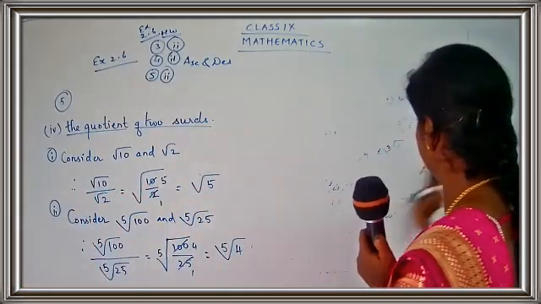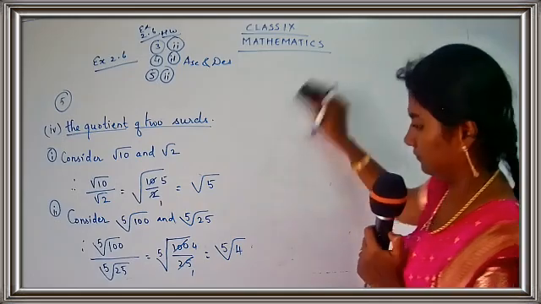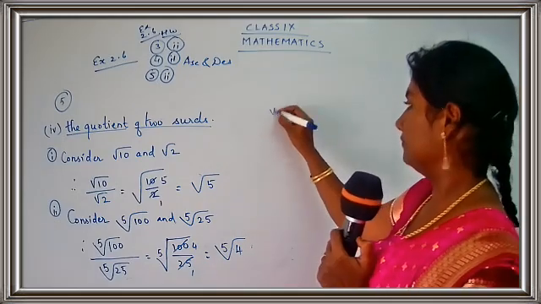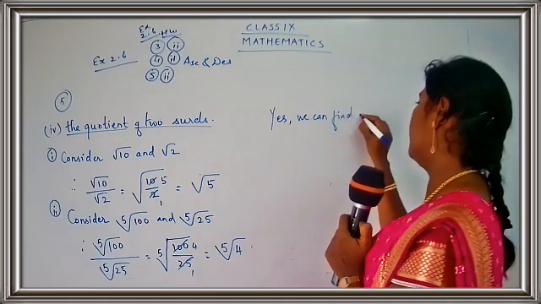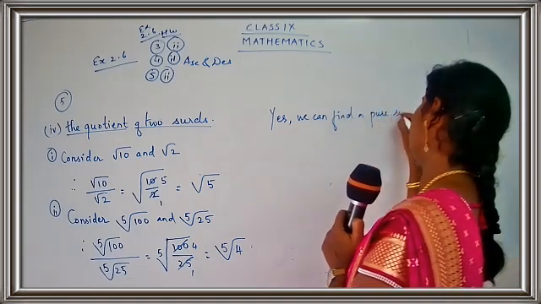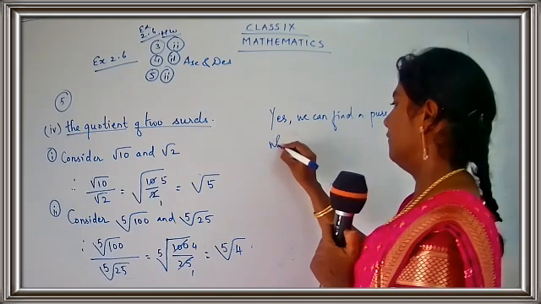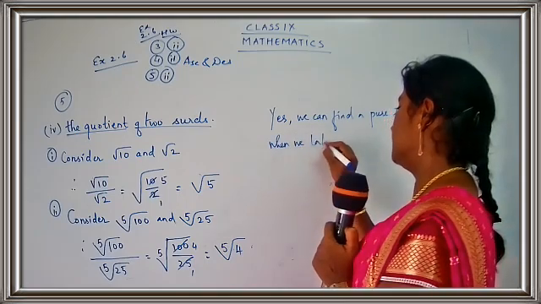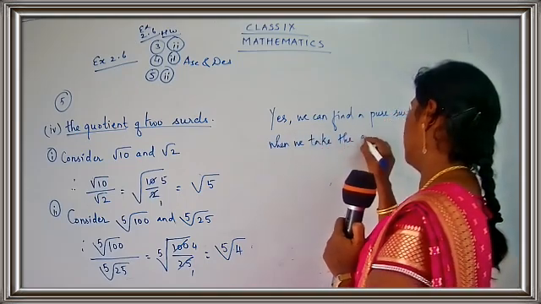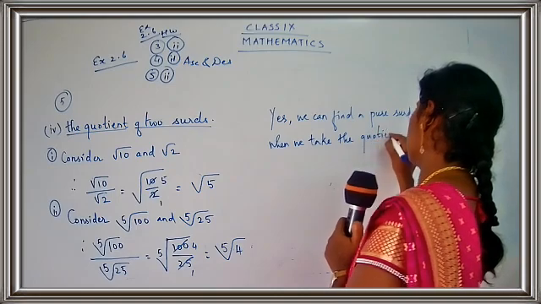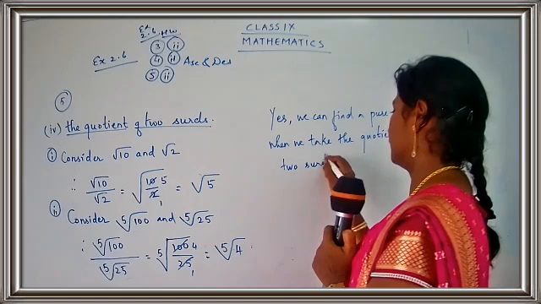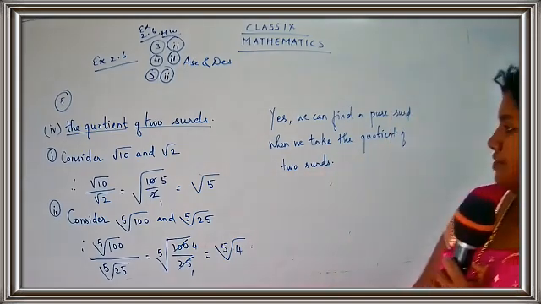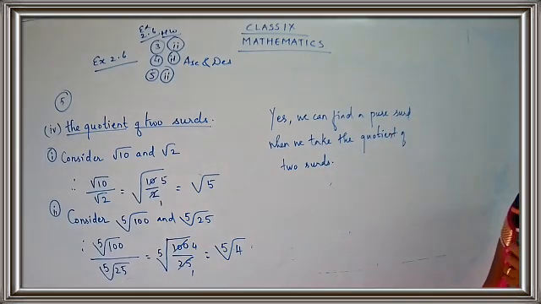What is the final statement? Yes, we can find a pure surd when we take the quotient of two surds. Okay, children.